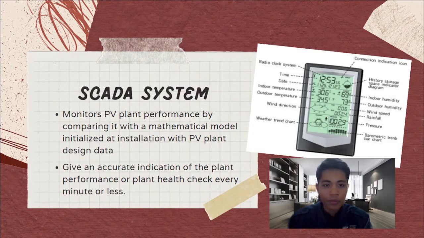So as the summary for the application, the SCADA system monitors the PV plant's performance by comparing it with a mathematical model initialized at installation with PV power plant design data. SCADA will give an accurate indication of the plant's performance, or the plant's health check, every minute or less.